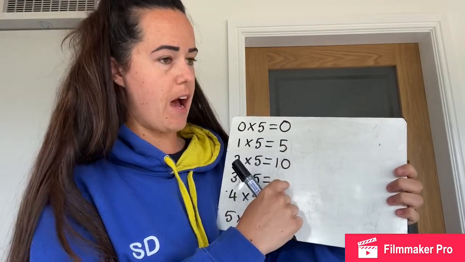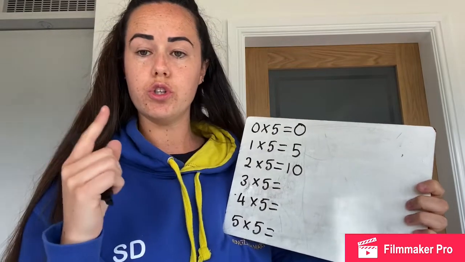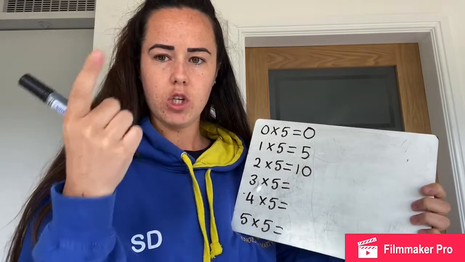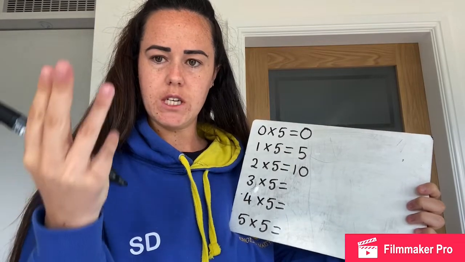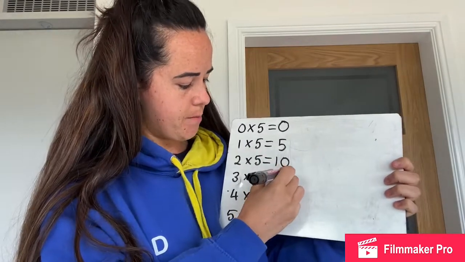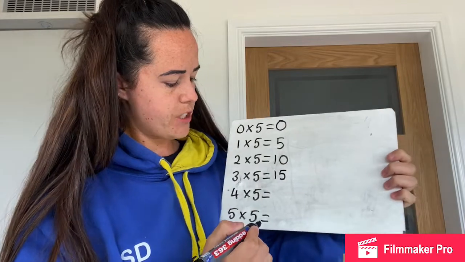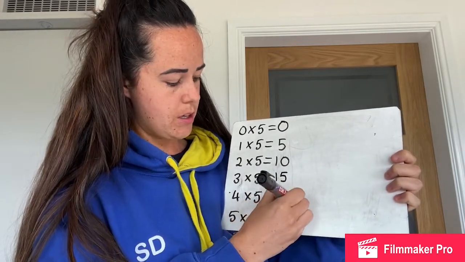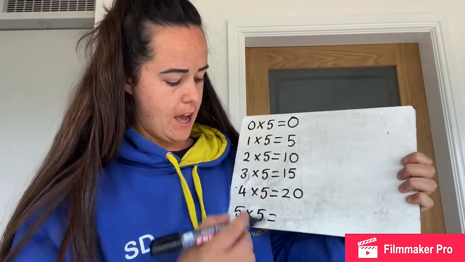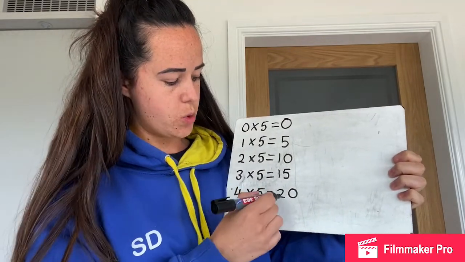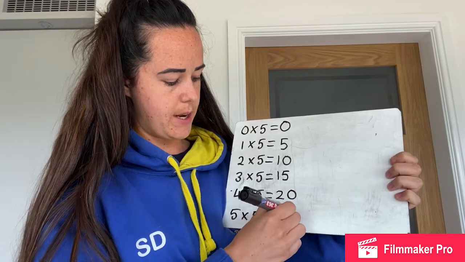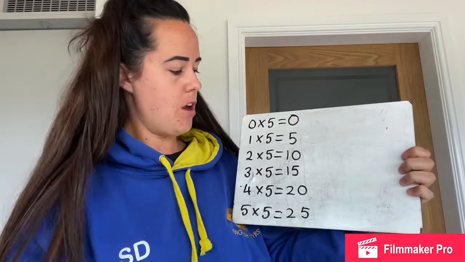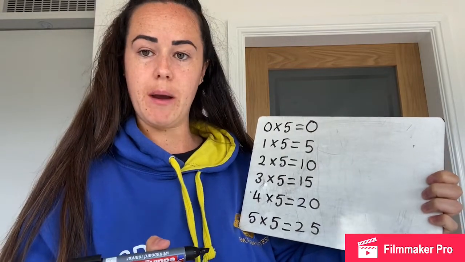10 add 5. Now if you're not sure, you could use a number line or you could use your fingers. So 10, 11, 12, 13, 14, 15. 15 add 5. Your number bonds to 20, you should know those. Is 20. And 5 lots of 5. So 20 add 5 is 25. Now we're going to carry on the rest together, but first of all I want to see what patterns you might be able to see.